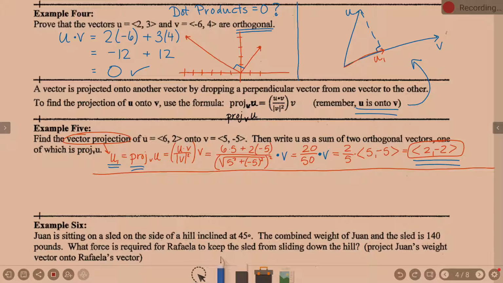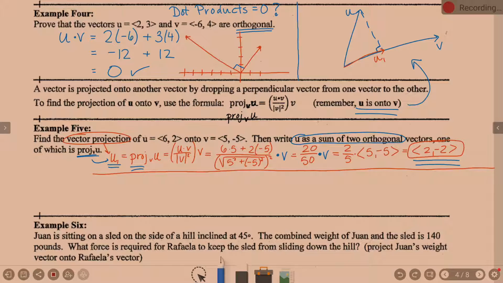It asks us to write u as a sum. I should have gone a little bit farther there, but u as a sum of two orthogonal vectors, one of which is this right here, projection of u onto v. Well, don't we already have projection of u onto v? That's that u1 there, isn't it? So we already have that, and it's just a matter of finding the other one.